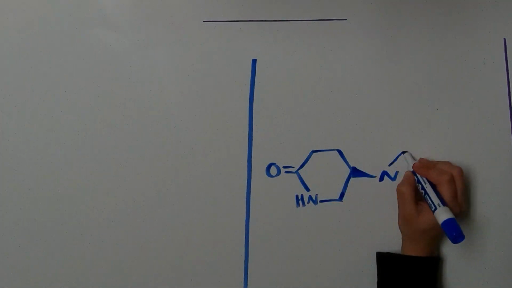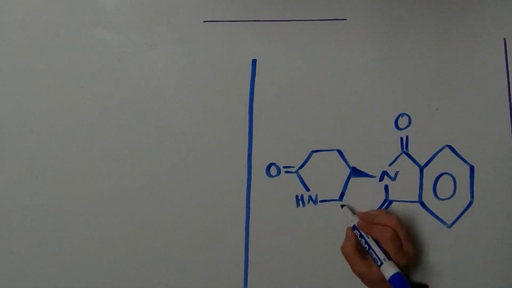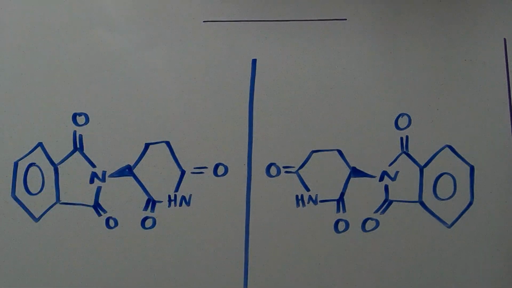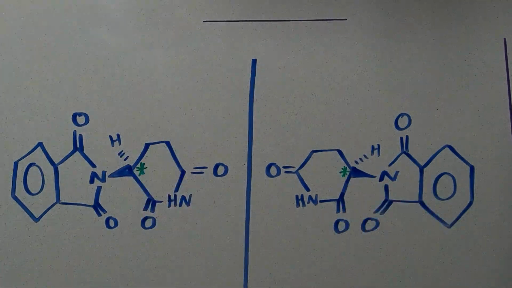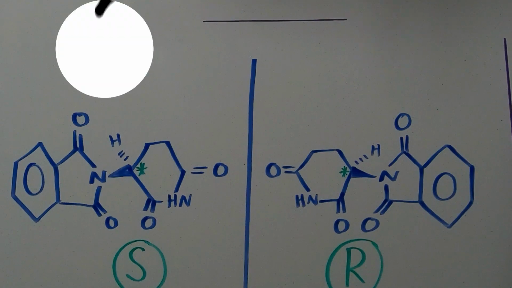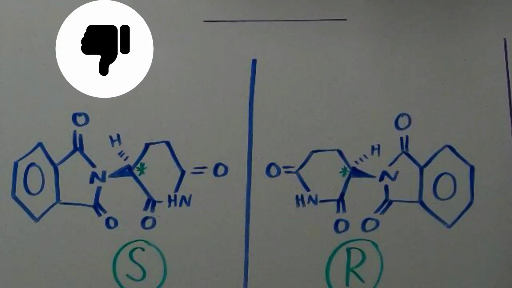Getting back to thalidomide, I'm going to draw the two R and S enantiomers. We see that they are mirror images of each other. The R enantiomer was great. It treated morning sickness. The S enantiomer was a problem.